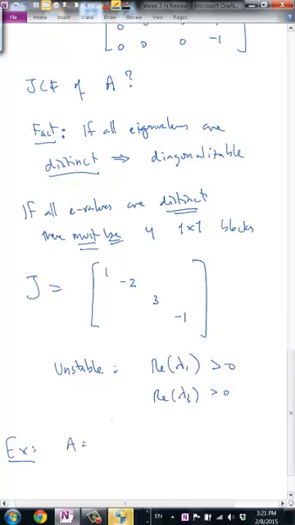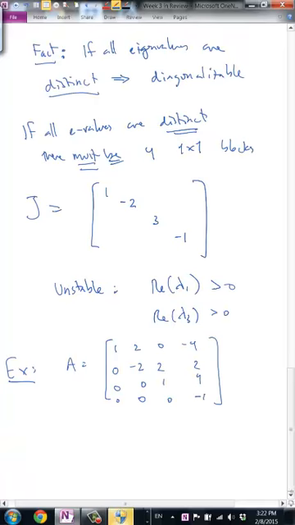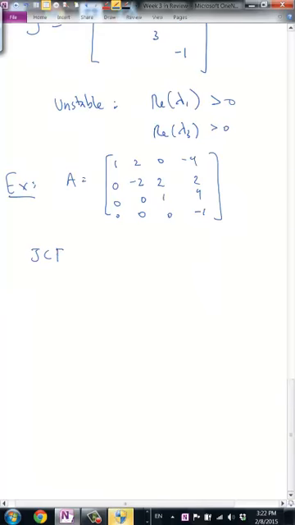So let's look at another example that's very similar, also upper triangular. Let's look at the matrix A. I'm just going to make one change. So it's 1, 2, 0, minus 4; 0, minus 2, 2, 2; 0, 0, 1, 4; and 0, 0, 0, minus 1. So what can we say in this case? What is the Jordan canonical form of A? Again, there is always a unique Jordan canonical form up to rearranging of the blocks, but we haven't discussed how to compute it. So what do we know about this? It's not symmetric.